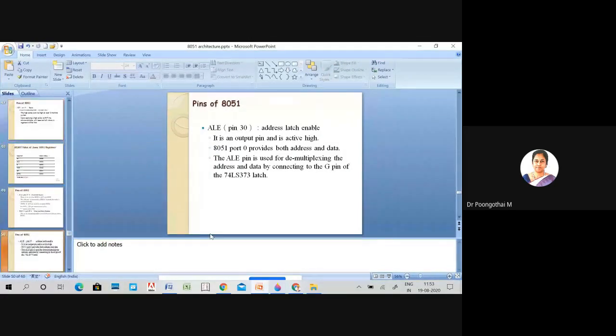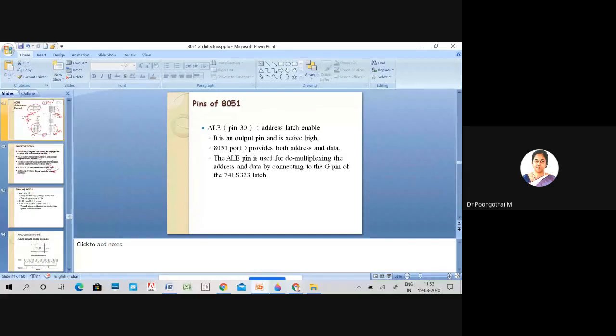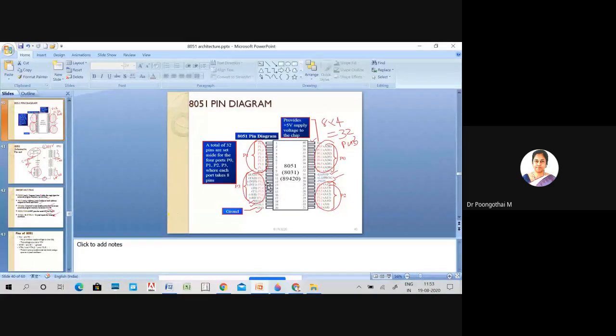So in total, it is a 40 pin IC, and 32 pins are utilized for IO operation. And the remaining pins are power on reset and external access, program store enable, and ALE for memory related operation, and XTAL1 and XTAL2 for connecting your external crystal oscillator. So this crystal oscillator decides the internal frequency of your 8051. Okay.